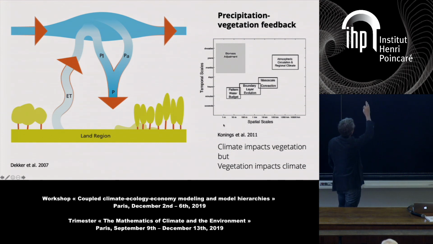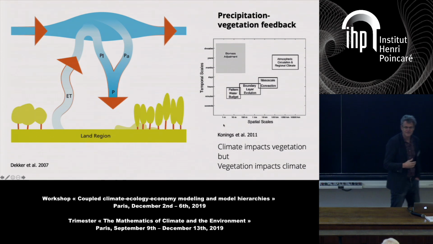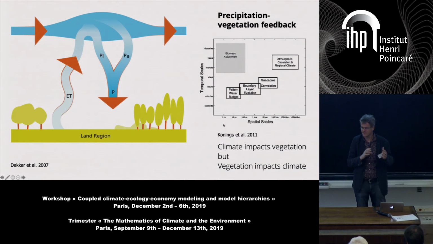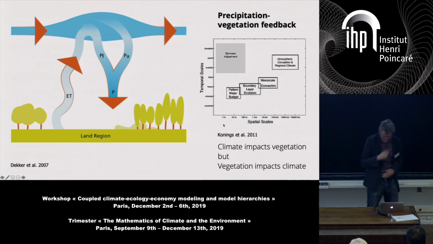So that's on a scale of a meter to 10 meters or so, to the atmospheric circulations, which is up to 1,000 kilometers. So the problem we have is: how can we connect these spatial and temporal scales together?